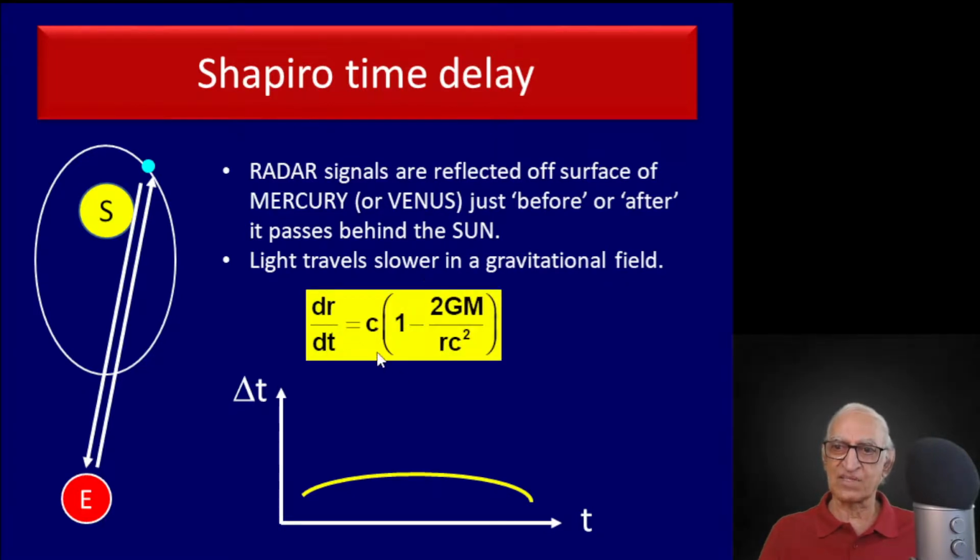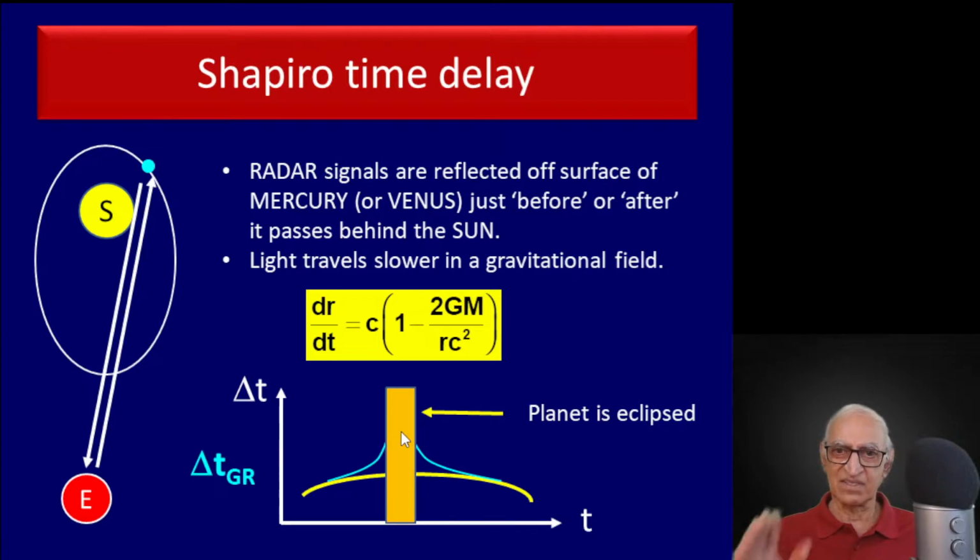So, light travels slower in a gravitational field. With c as 1, dr by dt is c into 1 minus 2GM by rc squared. Therefore, when r is close to the sun, you find there is a significant slowing down of light, as seen by a distant observer. A local observer will always see light traveling at the speed of light. Now that is the prediction by the general theory of relativity of the time delay. Time delay will be maximum when it is close to the sun, but unfortunately the planet will be eclipsed when it is really on the other side of the sun. Therefore, what you can measure is this blue curve up to the eclipse, and this blue curve after the egress from the eclipse. So this is the Shapiro time delay experiment.